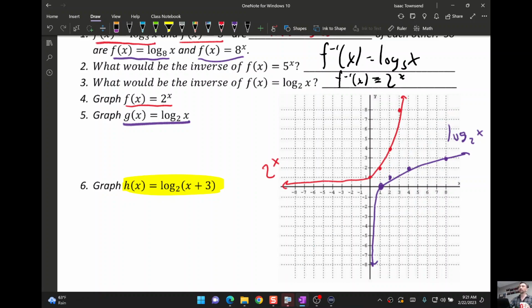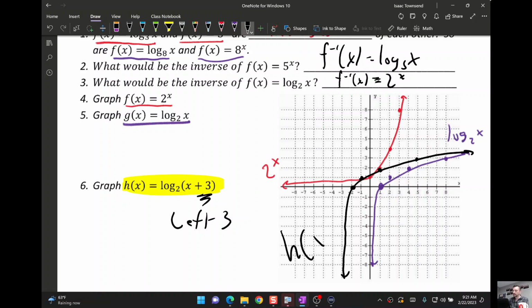And then if you can graph that, the only other thing going on here is some of our transformation rules. Adding 3 directly to x is going to shift it left 3. So I can take all these points I was sure about, move them left 3 and replot them. And that is how you graph h of x.